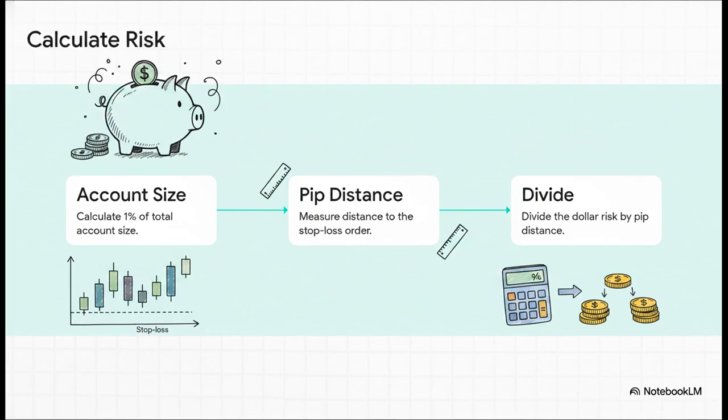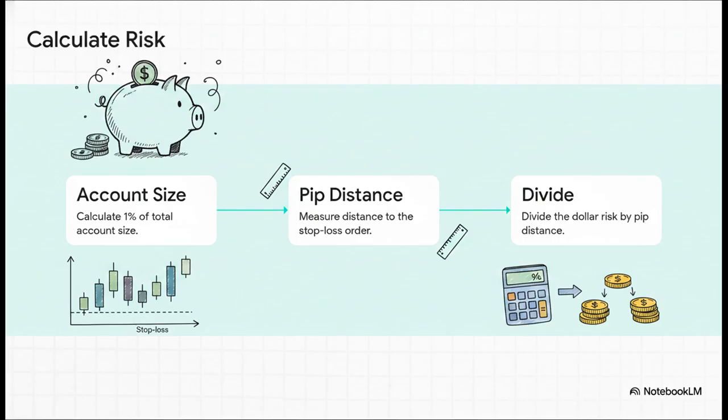Let's break this down step by step, all right? First, a super common professional rule is to risk a strict maximum of 1% of your total account size on any single trade. So let's say you have a $10,000 account. Your absolute maximum dollar risk on a trade is $100, period.